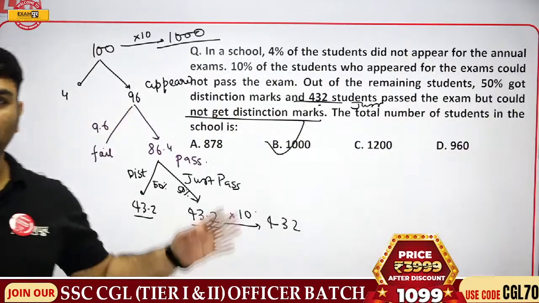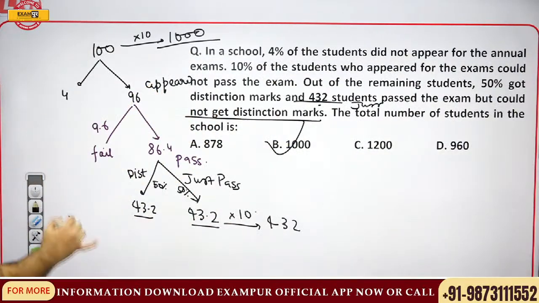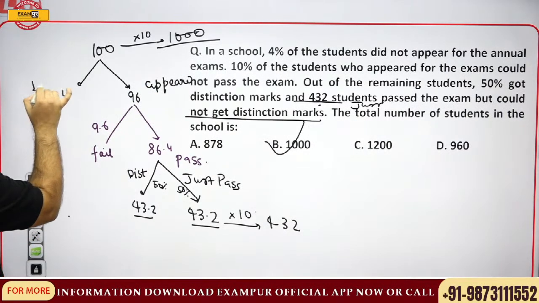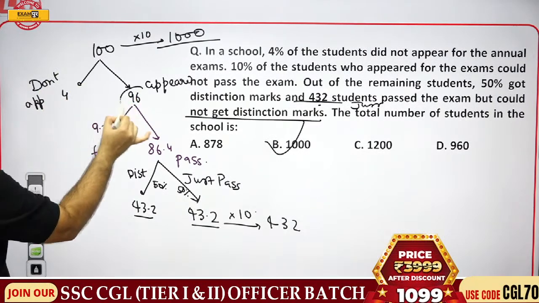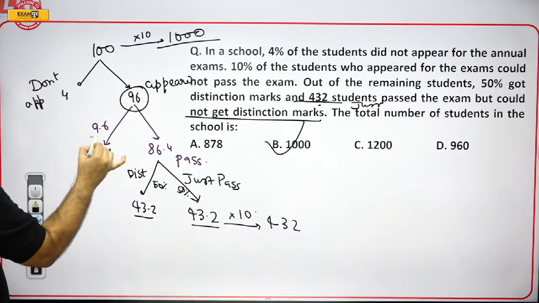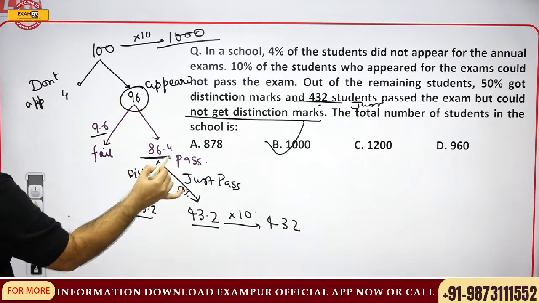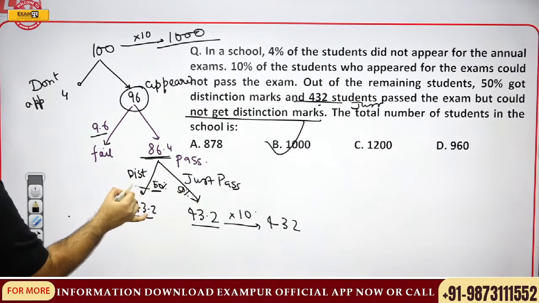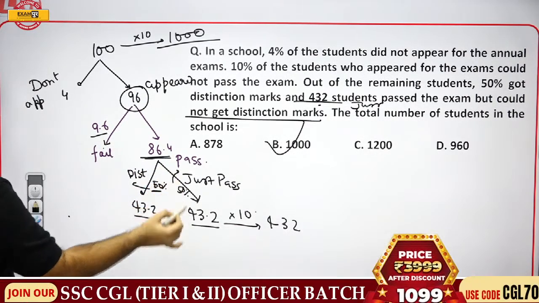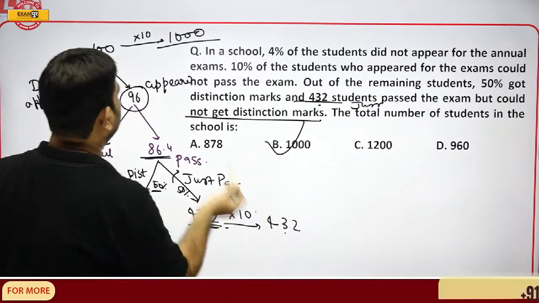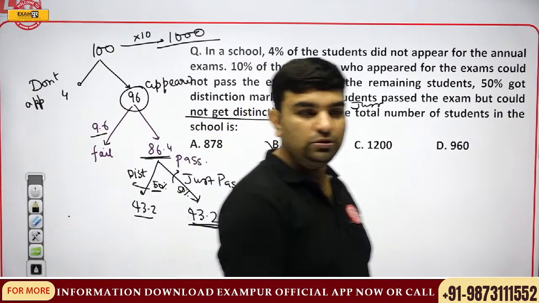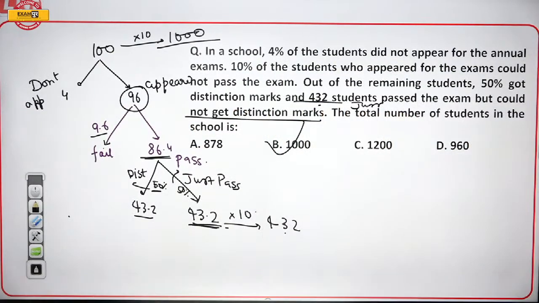Initially, it started from 100. Out of 100, 4 don't appear, so 96 appeared. 10% fail, 9.6 fail, 86.4 pass. 50% of them with distinction marks, 50% of them just pass. 43.2 are just pass, given as 432. So 1 is equal to 10, 100 is equal to 1000.